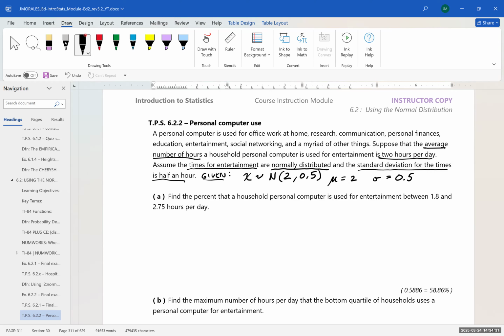So let's go ahead and draw what we've got here. Okay, so we have a mean of 2 and standard deviations of 0.5. So I'm going to go multiple standard deviations up. Let's see, if I go 3 standard deviations up, let me go 3 standard deviations down, like that.